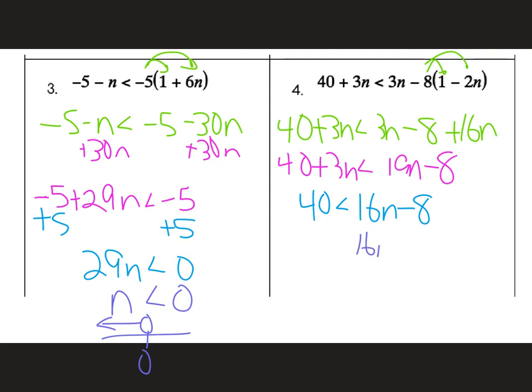So I'm going to use if 16n is greater than 48. Now I'm going to divide by 16 because 16n means 16 times n. Because 16 is a positive, I do not have to worry about flipping the sign. So if I divide there, I get 3. Go to 3, n is greater than 3, so open dot and to the right.